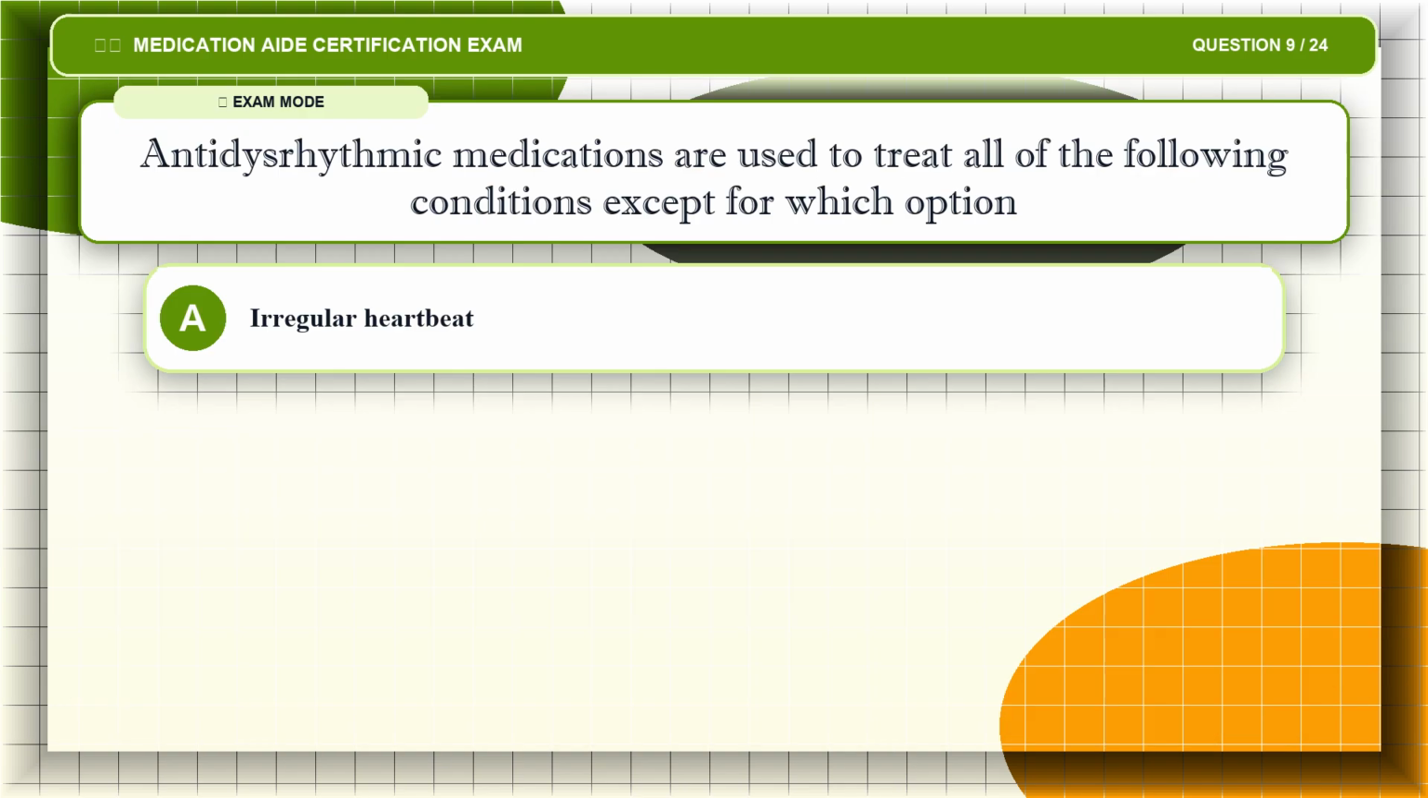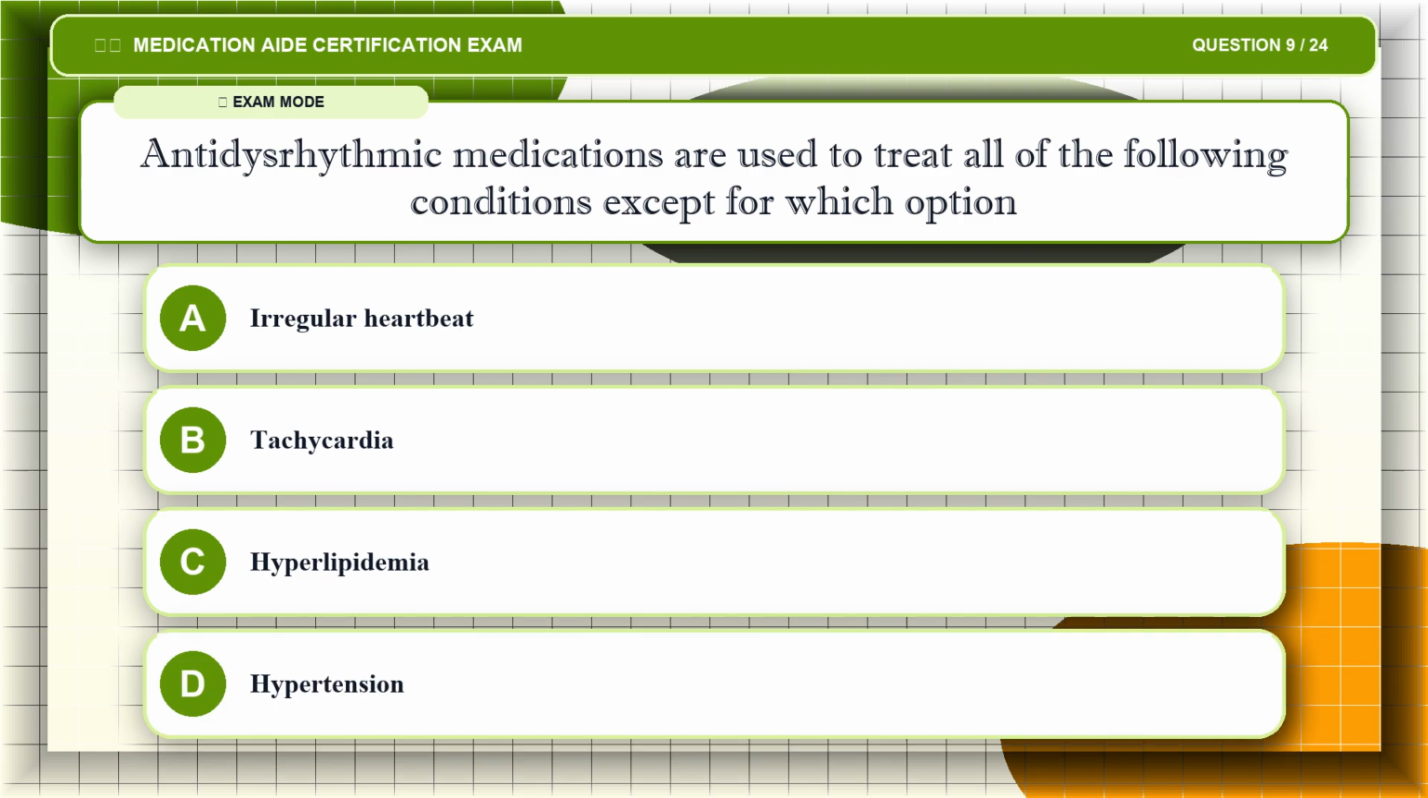Question 9. Antidysrhythmic medications are used to treat all of the following conditions except for which option? Option A. Irregular heartbeat. Option B. Tachycardia. Option C. Hyperlipidemia. Option D. Hypertension.